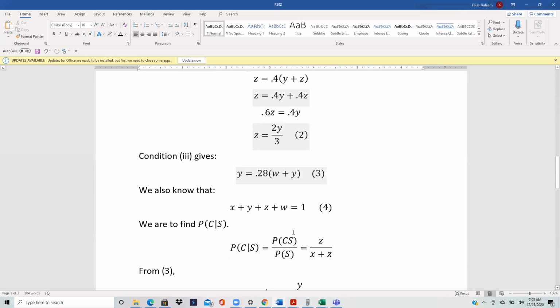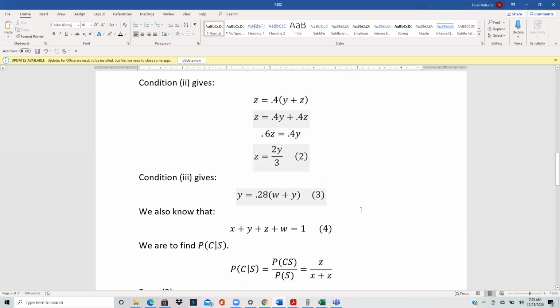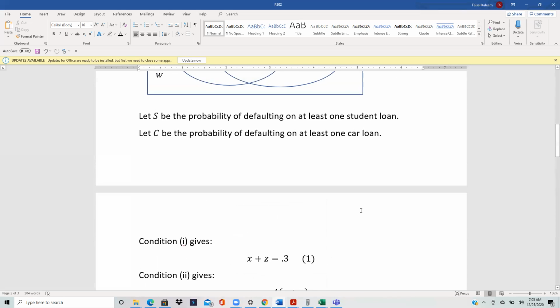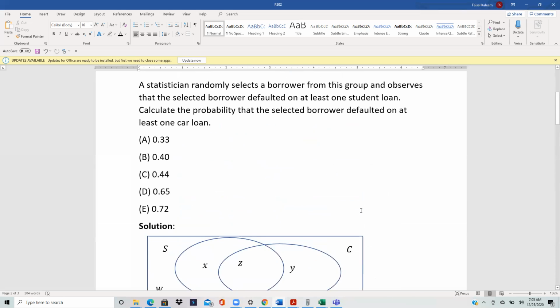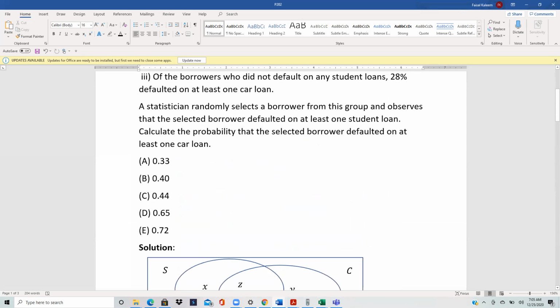Now, since we need the probability of C given S, let's read that part of the problem, which was saying that a statistician randomly selects a borrower from this group and observes that the selected borrower defaulted on at least one student loan. So we are given S. Calculate the probability the borrower defaulted on at least one car loan. So we have to find the probability of C given S.